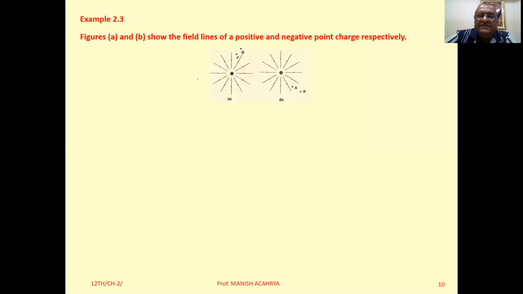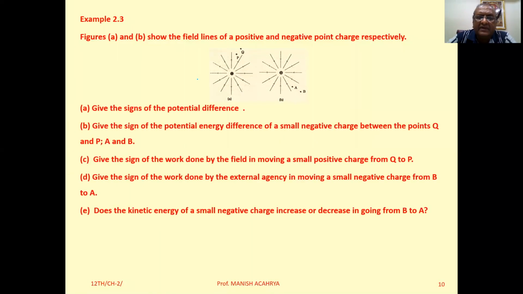Example 2.3. Figures A and B show the field lines of a positive and a negative point charge respectively. The figure is given to you, right? Now, question A. Give the sign of the potential difference for points P and Q, and for the second figure, A and B.